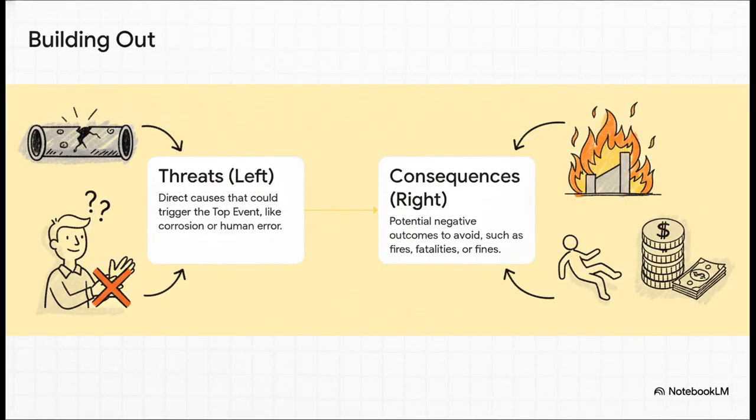Okay, so we've got our center. Now let's build out the sides. On the left side, we map out all the threats. These are the direct causes that could trigger our top event, things like a corroded pipe, or even just simple human error. And then on the right side, we map the consequences, all the potential bad outcomes we're desperately trying to avoid, like fires, injuries, or massive financial losses.